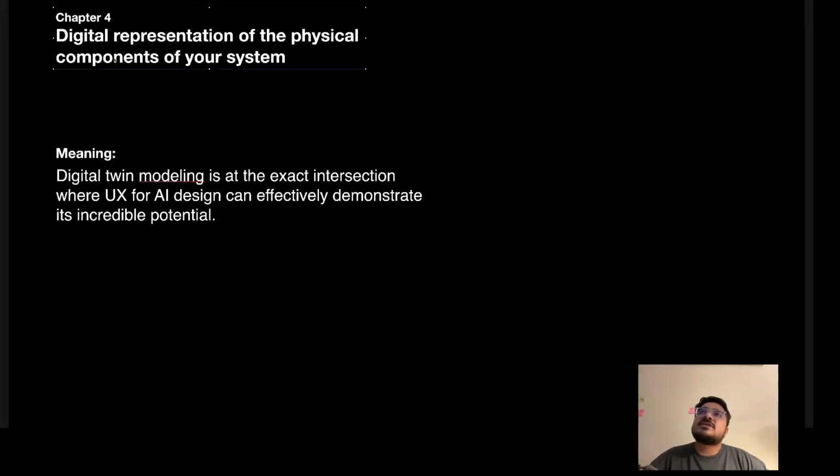So, the digital representation of the physical component of a system. What is this about? This is kind of twin modeling at the exact intersection where UX for AI design can effectively demonstrate its incredible potential. So there will be some touch points of UX with humans, and there will also be some interactions where you want to consume information, or you want to interact with that information.